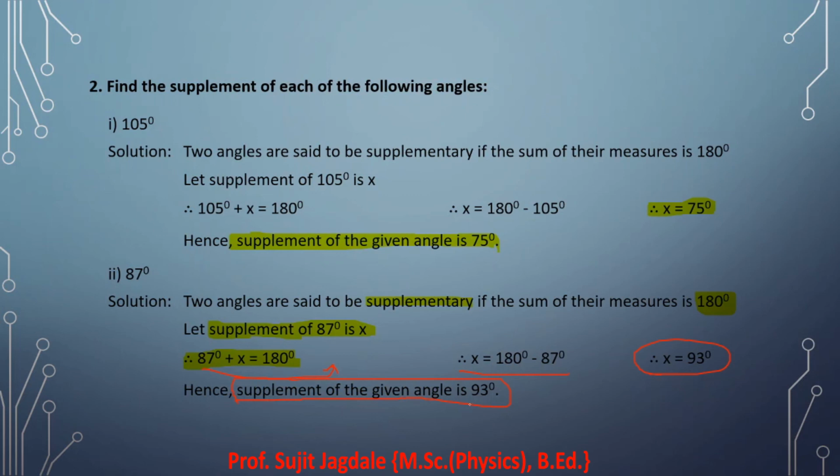One thing is very important to remember: in case of a supplementary pair, at least one angle should be an obtuse angle, then only do we get supplementary angles. And in case of complementary angles, both angles should be acute angles, then only do we get complementary angles. So this is question number 2 for exercise 5.1.